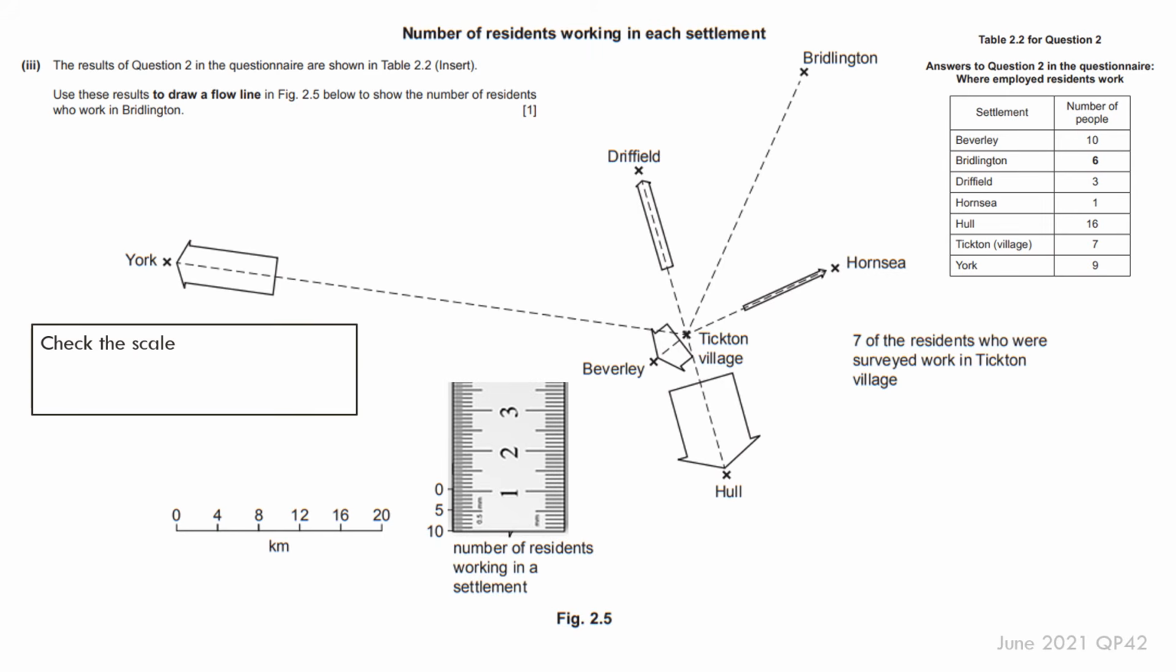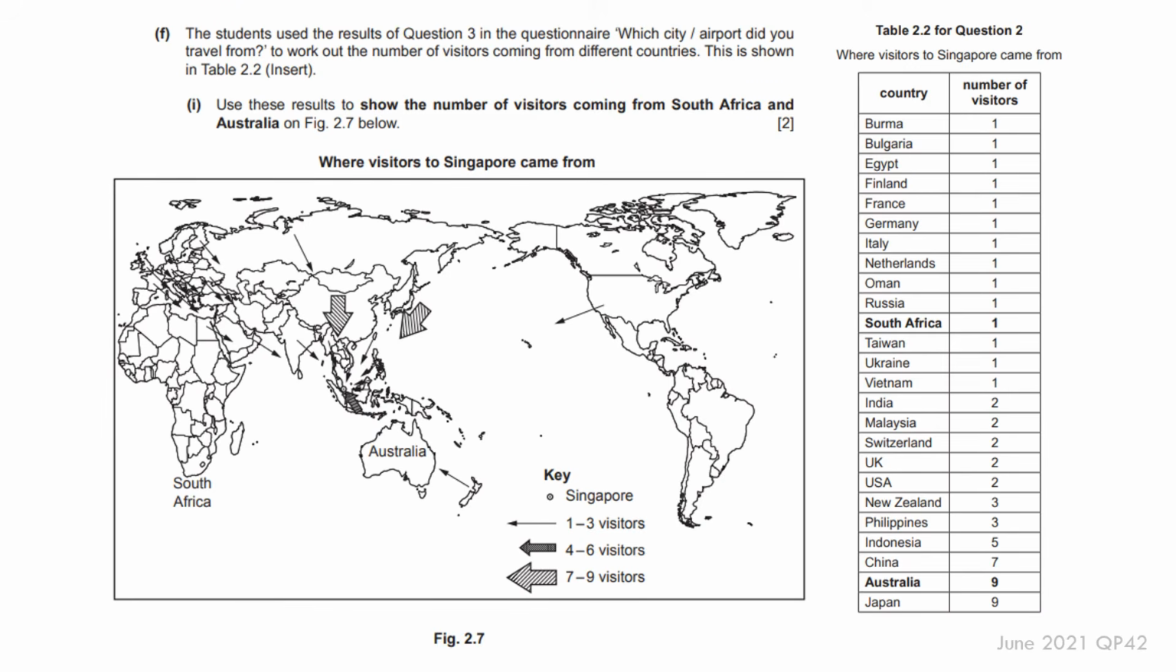So we need to check the scale. So Bridlington, we got 6. So the scale is 1 centimetre equals 10 residents. And so 6 residents equals 6 divided by 10, which is 0.6 centimetres, or 6 millimeters. And so what I'm going to draw is an arrow that is 6 millimeters long and across that way.